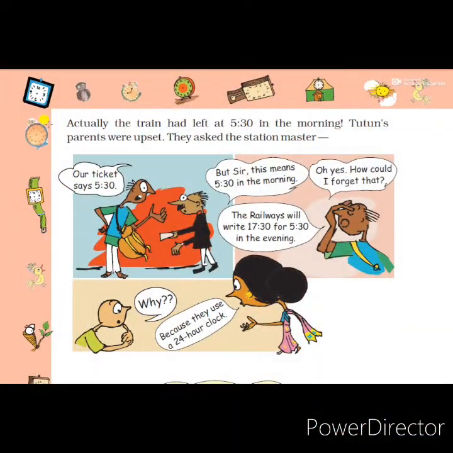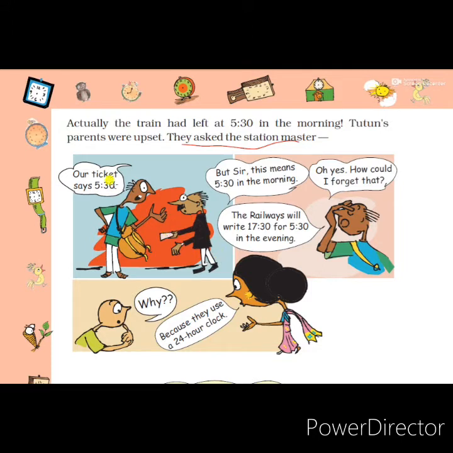Now let's see how Tutu had missed his train. Actually, the train had left at 5:30 in the morning. Tutu's parents were upset. They were shocked, so they asked the station master. There is a conversation between Tutu's parents and the station master.